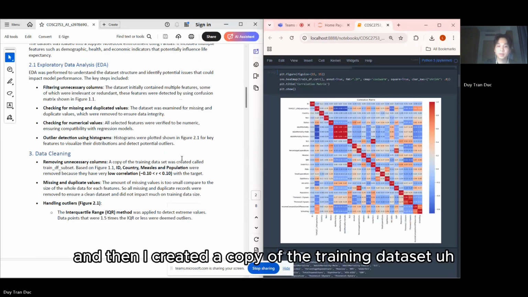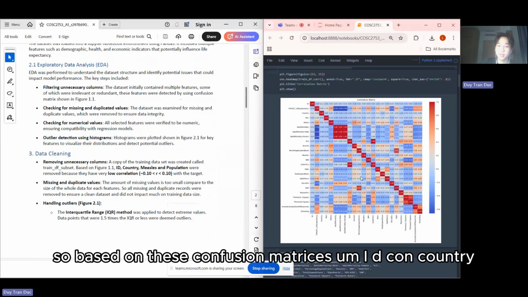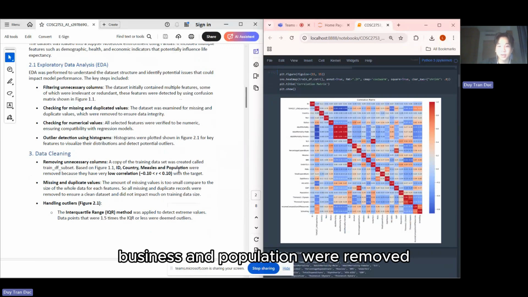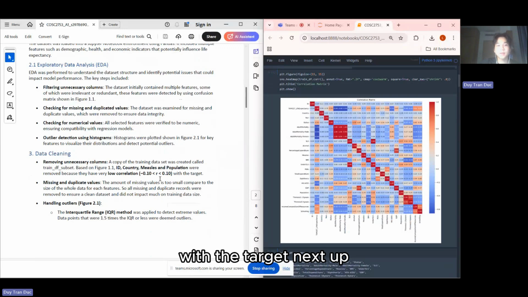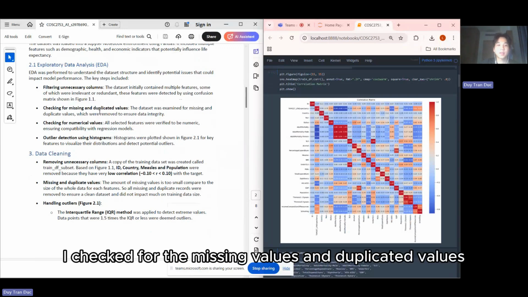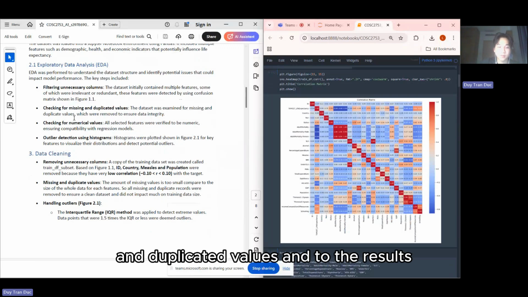And then I created a copy of the training dataset to remove all the unnecessary features. Based on this confusion matrix, ID, country, business, and population were removed because they have very low correlations with the target. Next up, I checked for the missing values and duplicated values, and the datasets were examined for missing values and duplicated values.